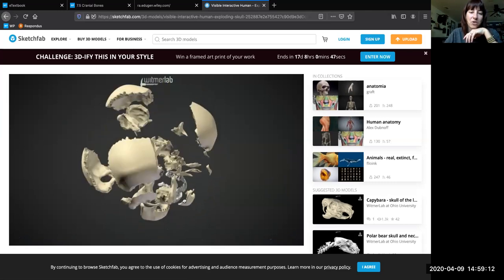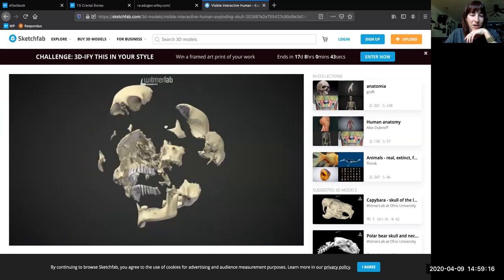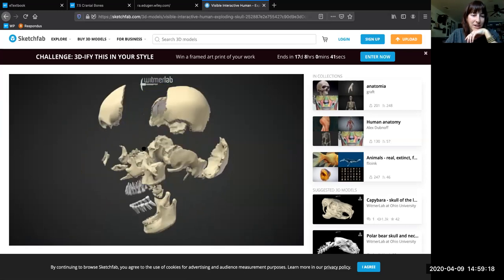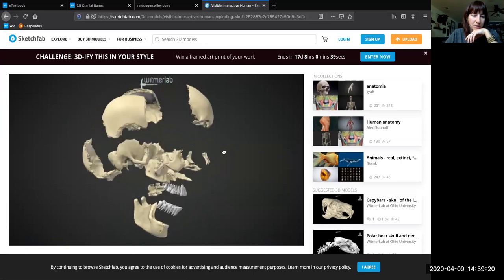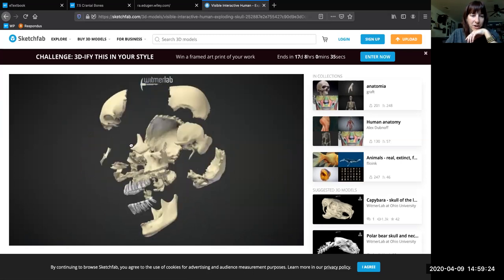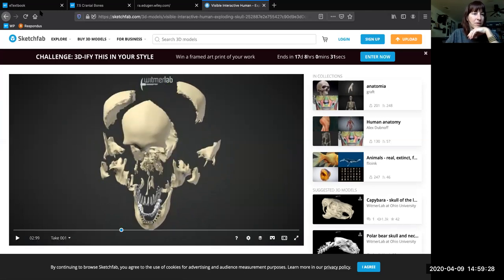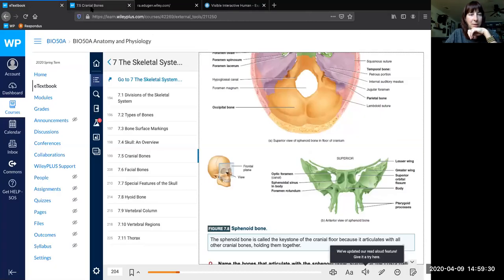So this is why the skull is challenging, because look at all those bones in there, right? All these little tiny annoying bones that you didn't know were part of the skull. We are learning about all of them now. I'll probably come back and revisit this, so I'm going to leave that there. I'm definitely going to post the link to the exploded skull.